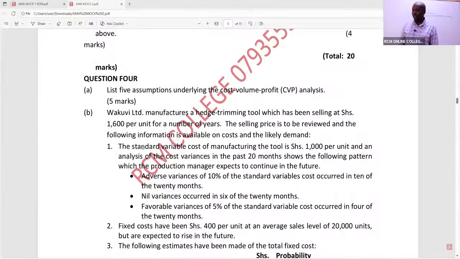Otherwise, my aim today is to tackle part B of this question, Wakuvi Limited. Wakuvi Limited manufactures a hedge trimming tool which has been selling at shilling 1,600 per unit for a number of years.